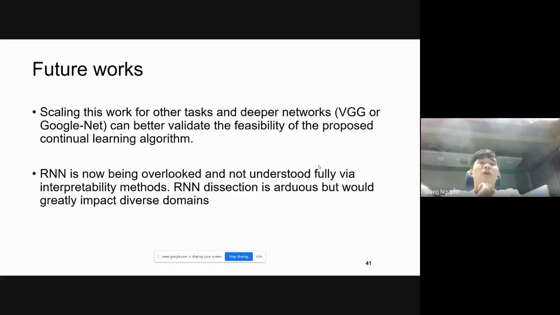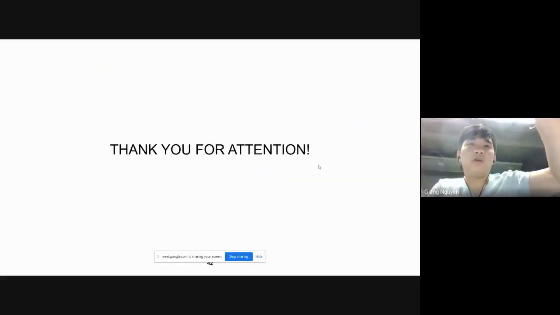And for future work, we really want to scale this work to other tasks, for example, segmentation or object detection, or deeper networks, for example, VGG or GoogleNet. But we will leave it for future work. In this work, we chose to dissect forgetting in the CNN, but the RNN is being overlooked. Although it's very hard to understand the RNN mechanism, unless using an attention mechanism, we believe that explaining the RNN decision will really benefit the research. Yeah, that's all for my work.